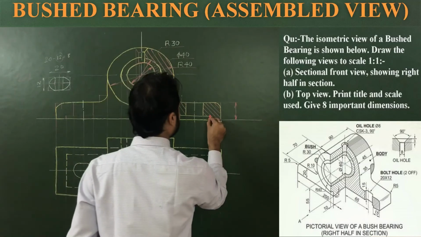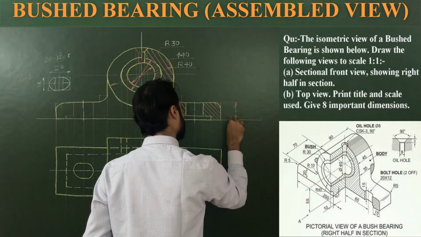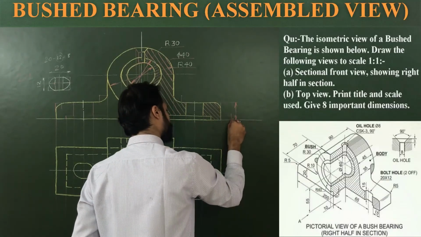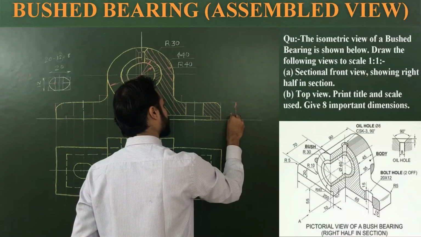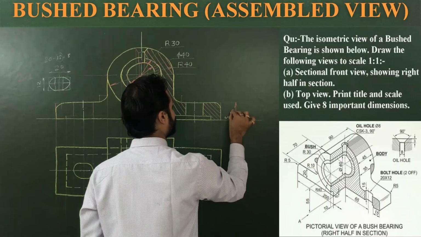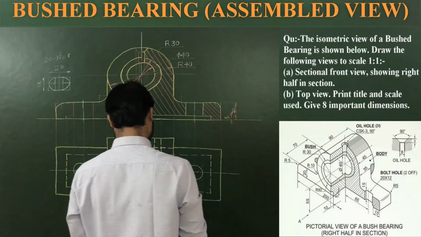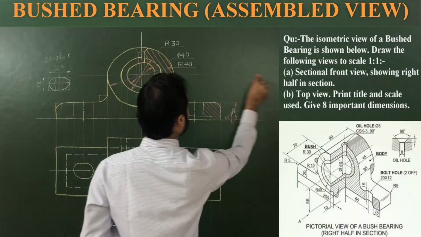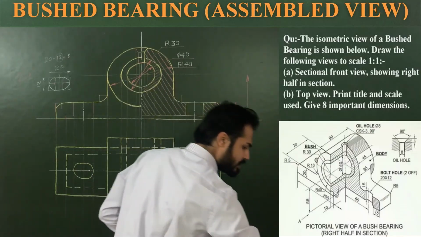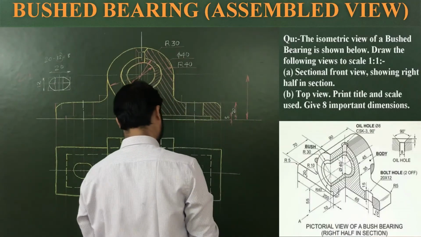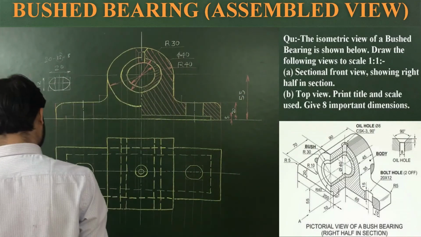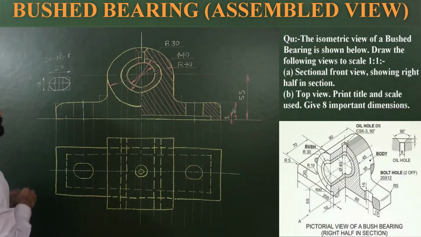Okay, then height. For height, 20, and the height of the cavity, if it is possible then show it like this, otherwise write 5 and 20 like this. Then we have the height of its center, 50, let me check, it is 55. So 55.